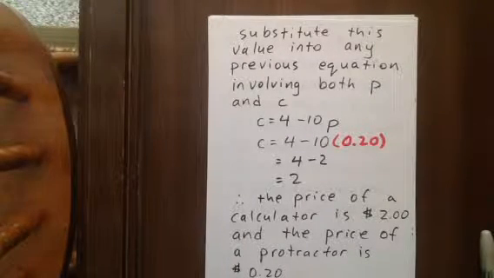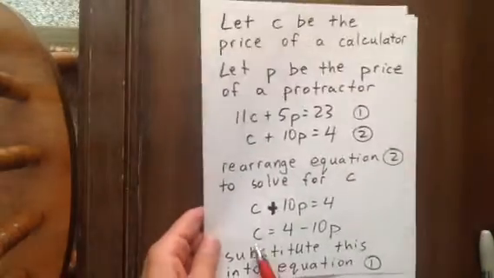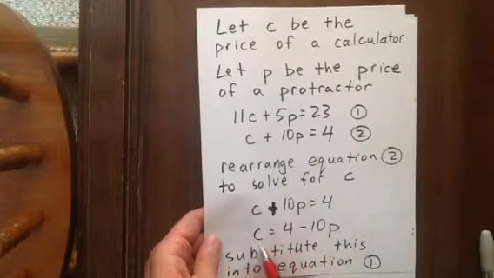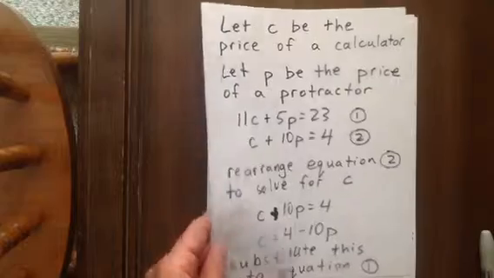We're then going to take that value of 0.20 and substitute it into any previous equation involving both p and c. Well, a while ago, since we know the value for p, why don't we use this equation that we came up with a while ago, because it's tailor-made for finding out what C equals given a value for P.